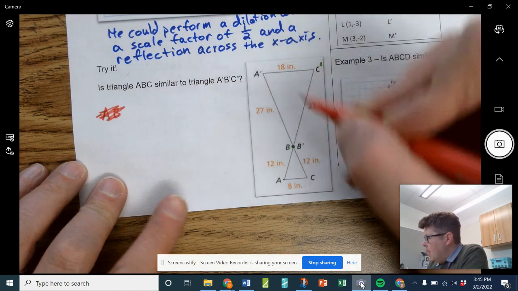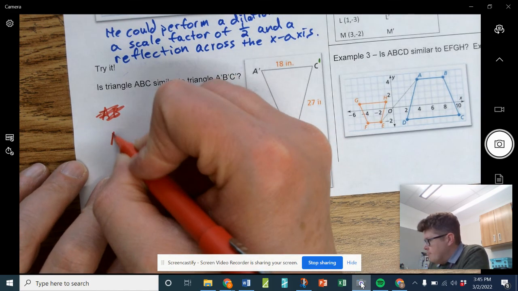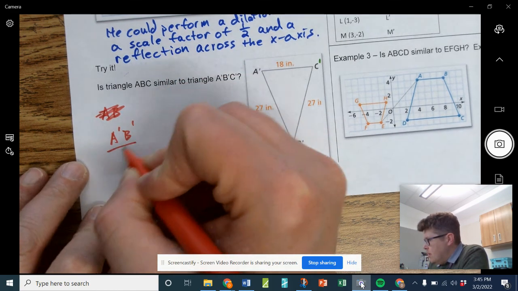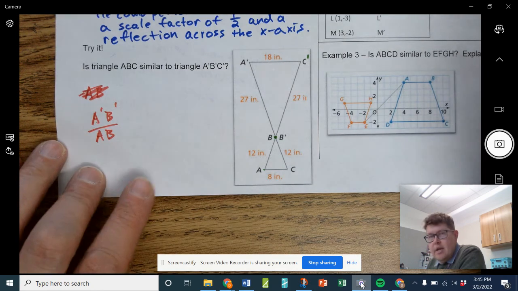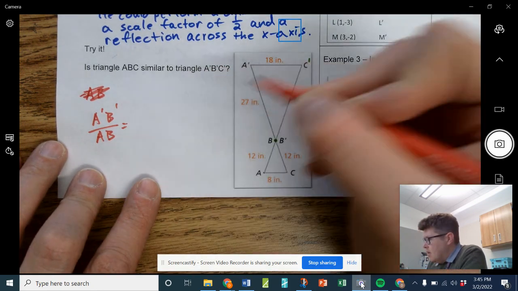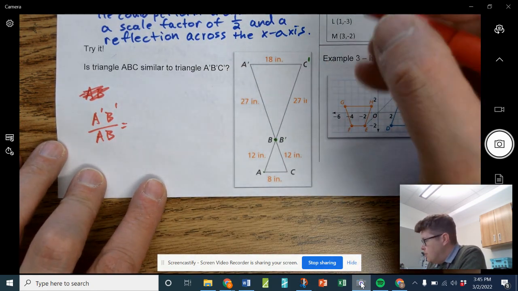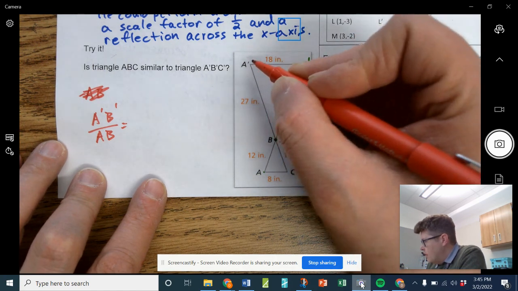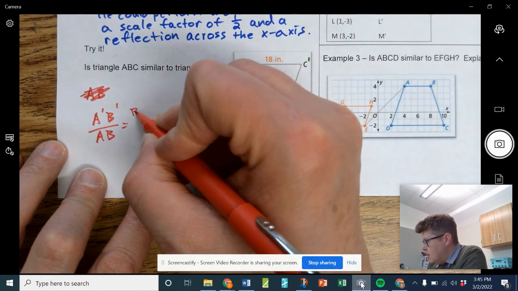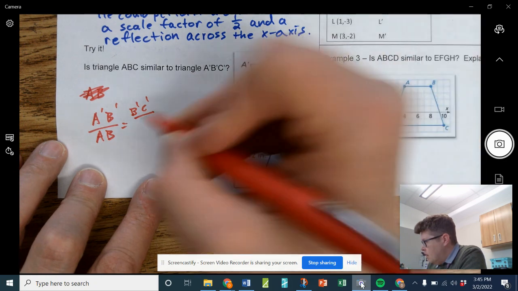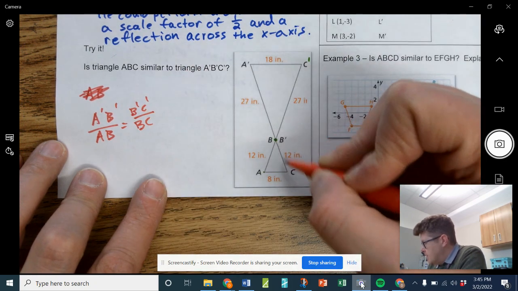Actually, sorry, my bad. I can match A prime B prime to AB, okay, and then it should be equal to, right? Let's see, we'll do B prime to C prime over B to C. Right? That's the matching side right there.